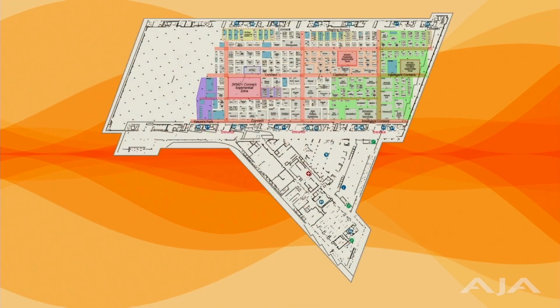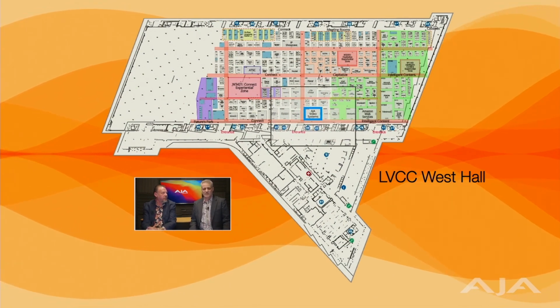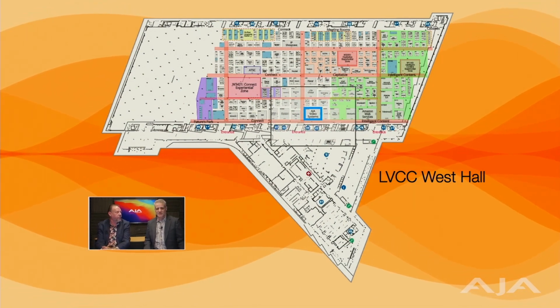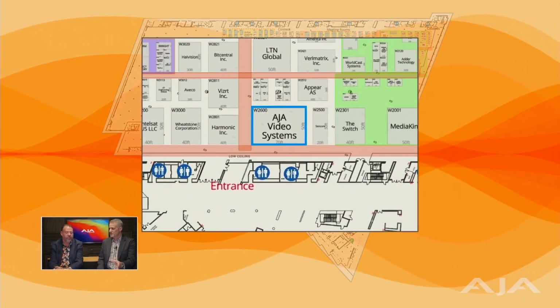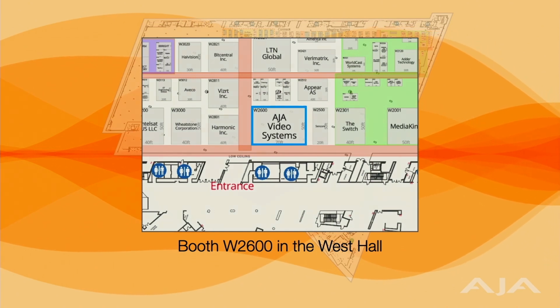And it's NAB, and we're back with a big booth as usual. We're very excited. We're in the West Hall, the beautiful West Hall this year. Great pole position right at the front. We're booth W2600, so please stop by and take a look at it.